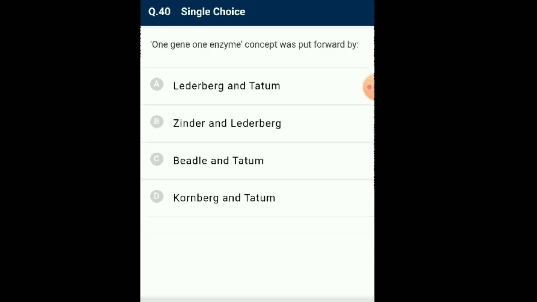Question number 40. The one gene, one enzyme concept was put forward by. The one gene, one enzyme hypothesis is the idea that each gene codes for a single enzyme. Today we know that this idea is generally correct. The hypothesis was based on genetic and biochemical studies of the bread mold Neurospora. So the answer for this question is option C, Beadle and Tatum, who put forward the concept of one gene, one enzyme.